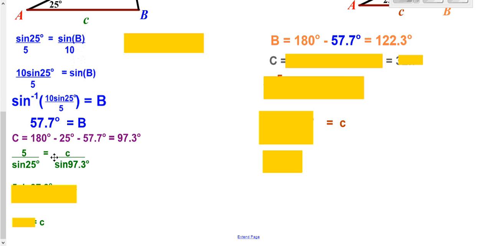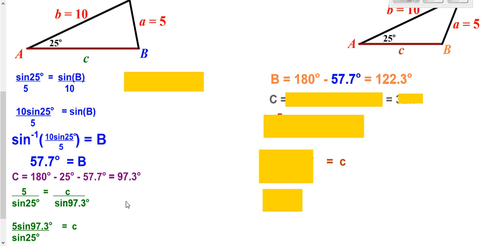So I need to get C by itself. I've got to get rid of dividing by sine of 97.3, so I multiply by that. And it's my calculator ready form. I type it in. So those are my answers for my first triangle.